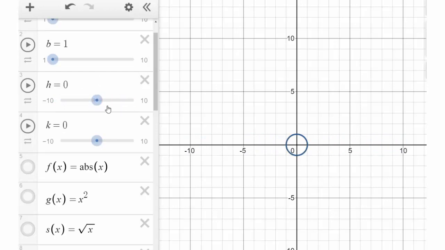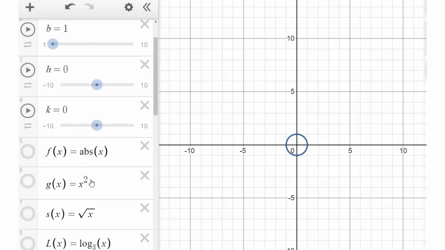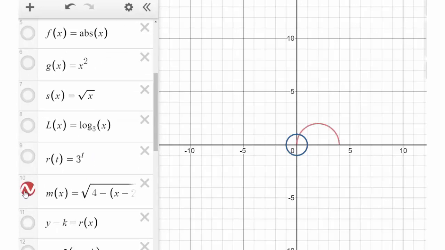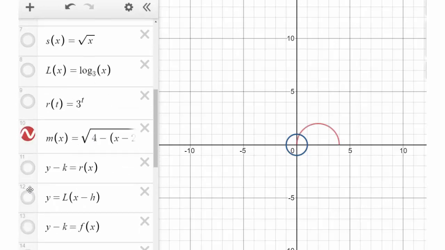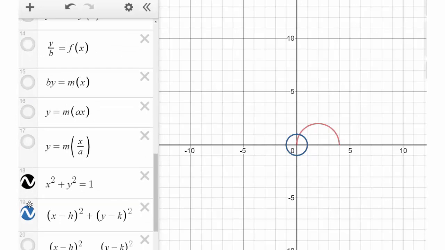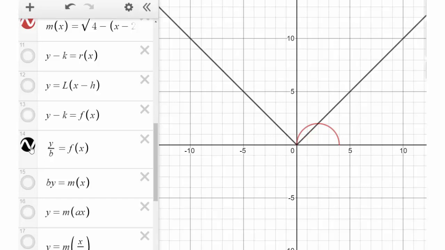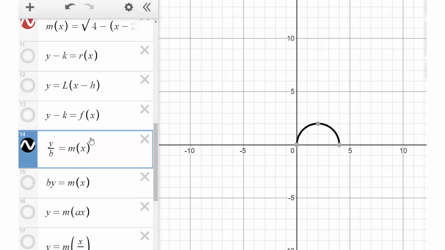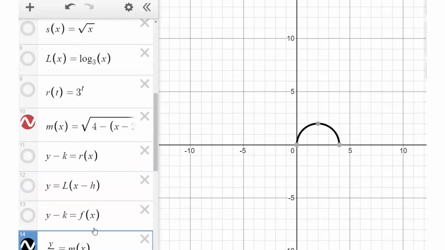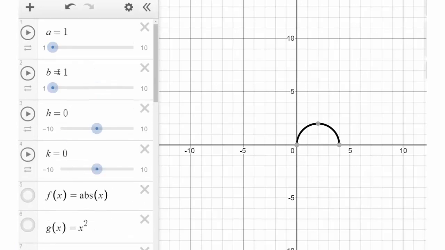Okay, now the question is, what is the effect of the number b on the function? So let's take a look at the function m, since we haven't plotted that one yet. We'll get rid of the circle because we don't need that anymore. So let's take a look at what happens if you have y divided by b, and instead of the f function, we're working with the m function. So instead of adding or subtracting, we're dividing by a number 1 or bigger.